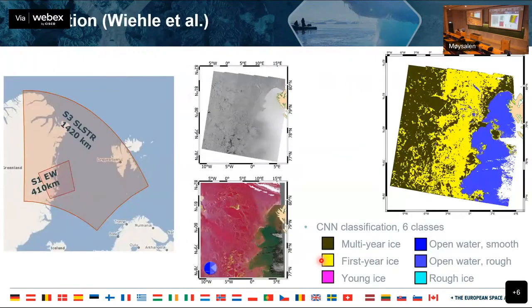So the results from the abstracts. The first one is from Ville et al., where they used this huge optical SLSTR image from Sentinel-3, combined with, in this instance, a quite small Sentinel-1 image to improve the ice-water separation. They found that with the SAR image alone, and then adding the optical image, you can actually have a better separation between the ice and water. They had 6 different classes: multi-year ice, first-year ice, young ice, two different types of open water, and rough ice.